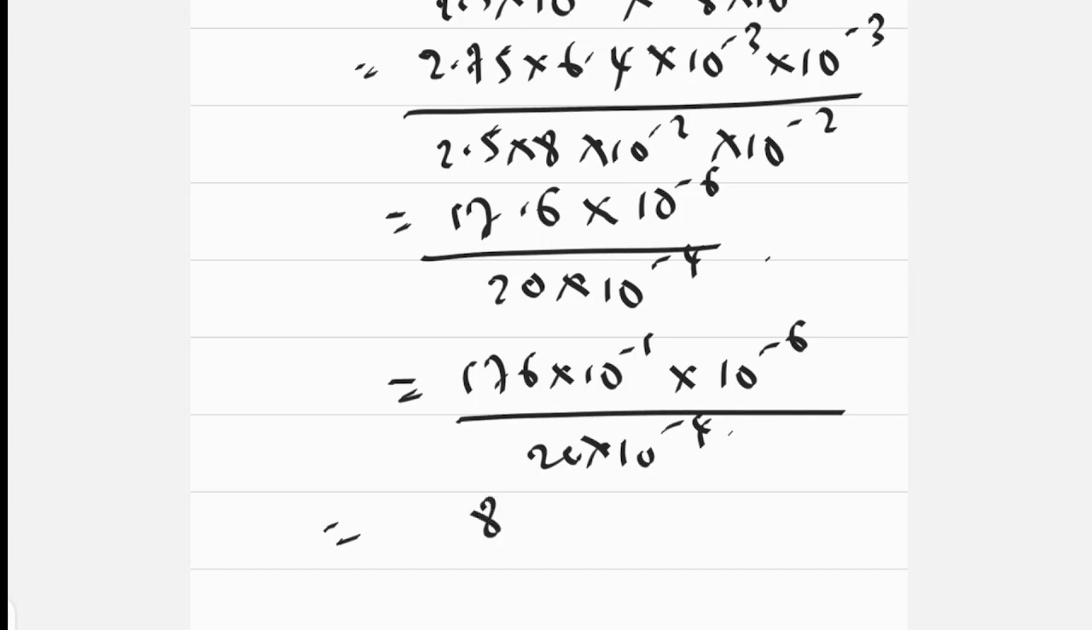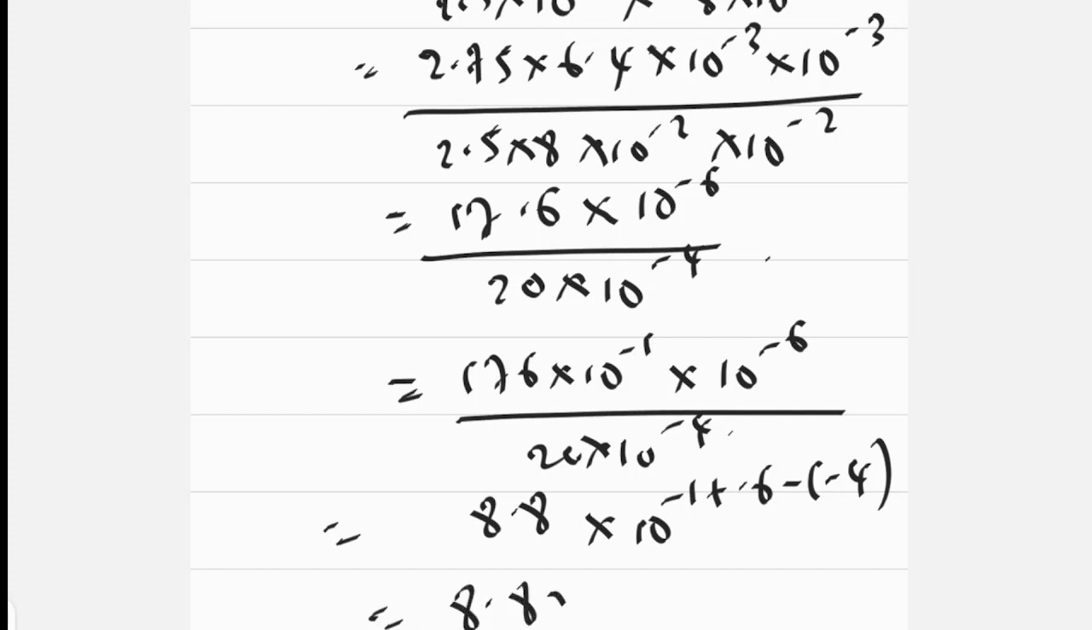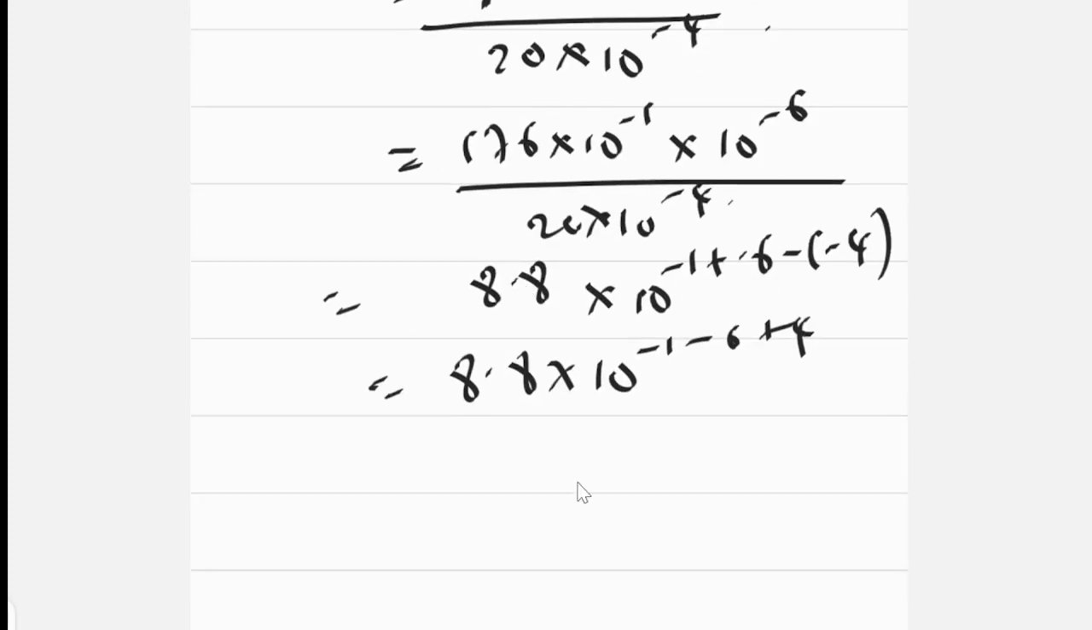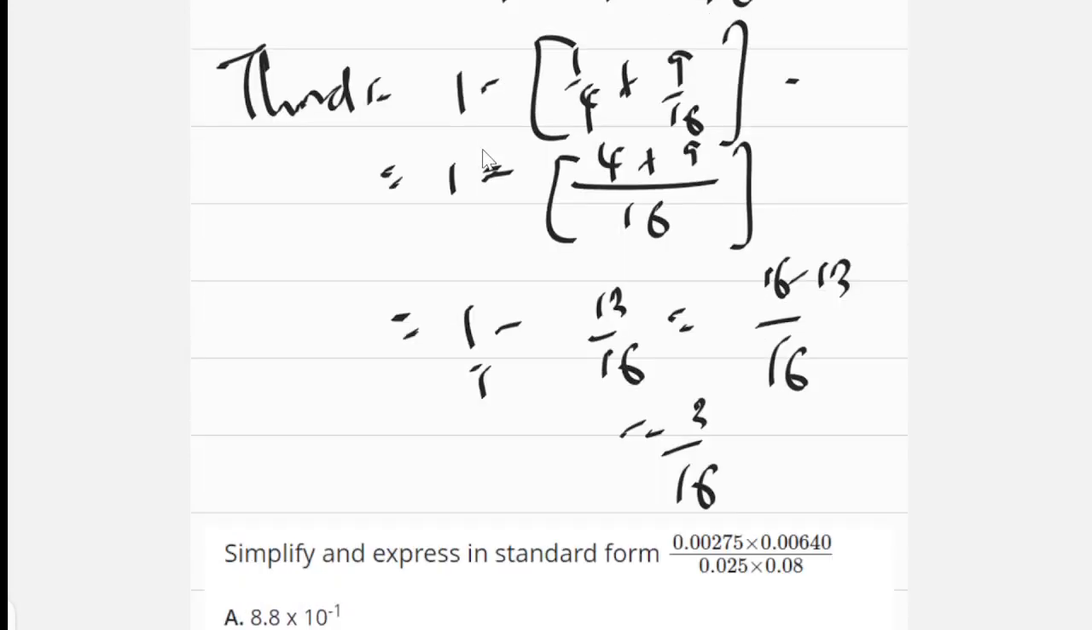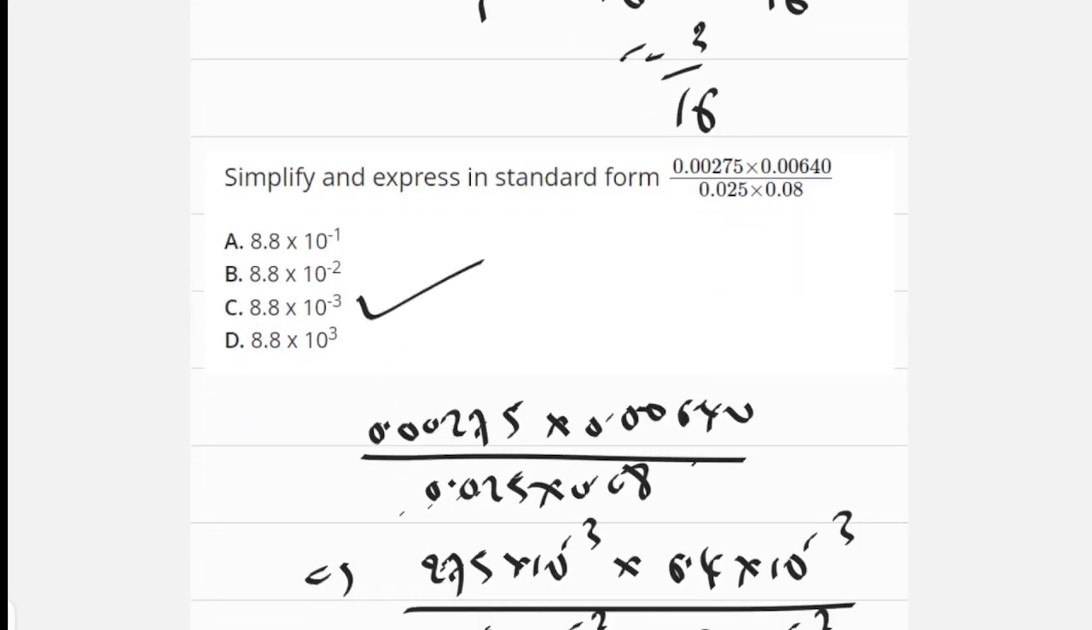That should be 8.8. Then multiply by, you can collate the index, that's 10 raised to minus 1, times the change, plus minus 6, minus into minus 4. Then you have 8.8 times 10 raised to minus 1 minus 6 plus 4. Minus 1 minus 6 is minus 7, minus 7 plus 4 is minus 3. Then you have 8.8 times 10 raised to minus 3. So yeah, that's the result. It is not difficult to do.